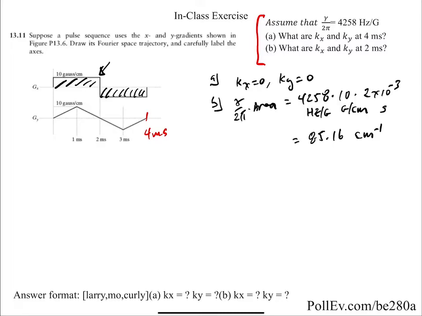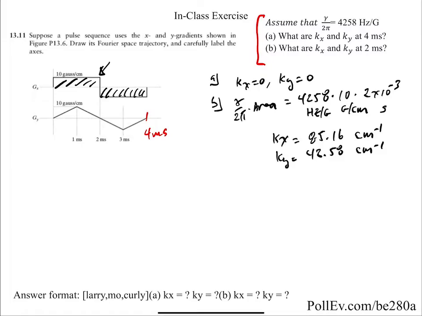Does anyone disagree with that answer? Okay. So for ky, this is where kx is. ky is just going to be half of that, right? Because it's half the area. But you could write it out if you wanted to. So ky would just be 42.58 inverse centimeters.